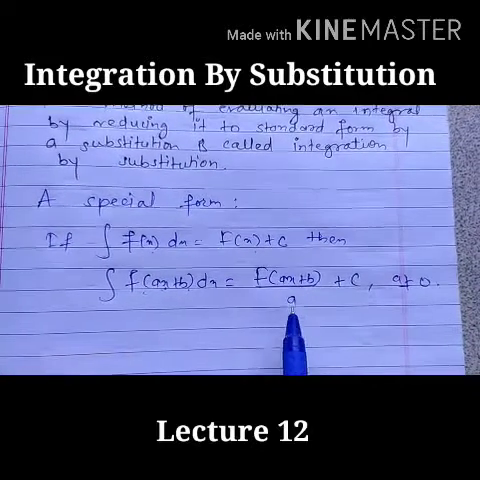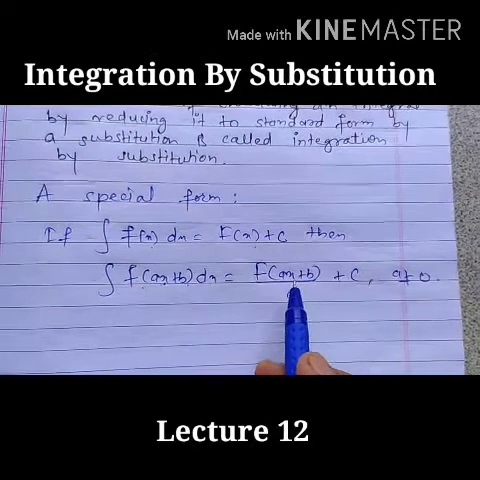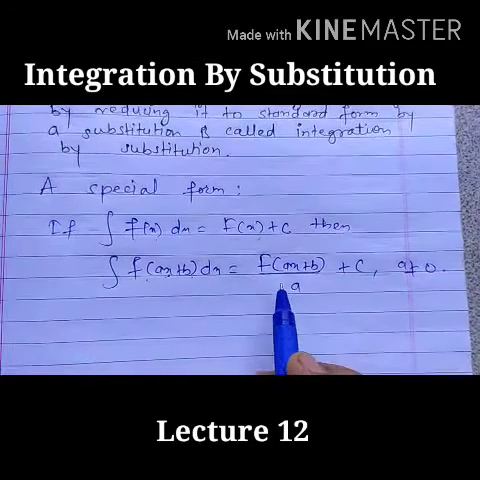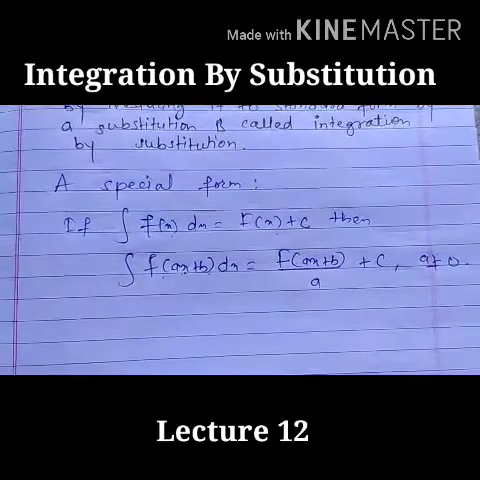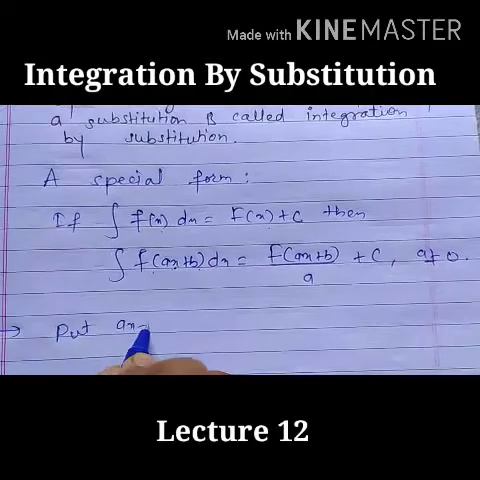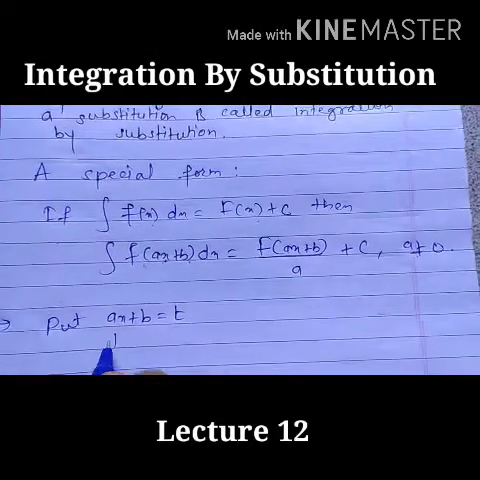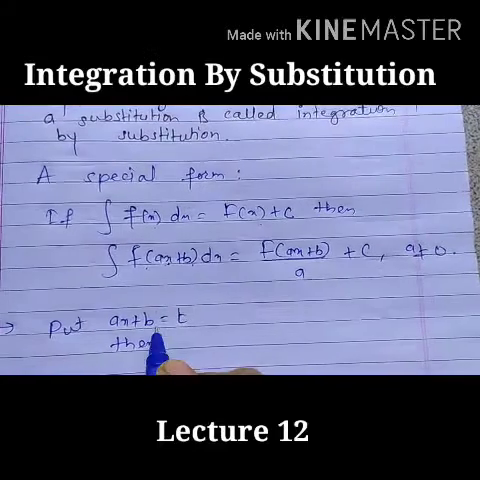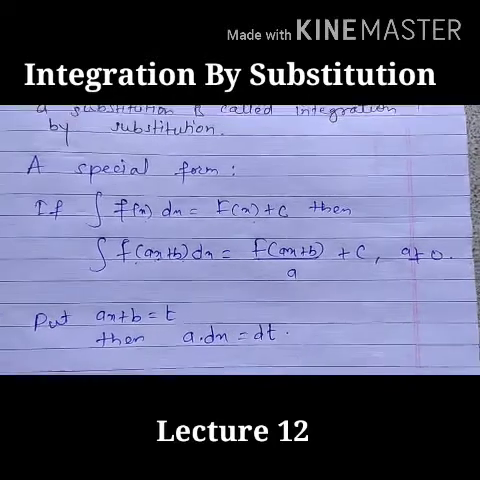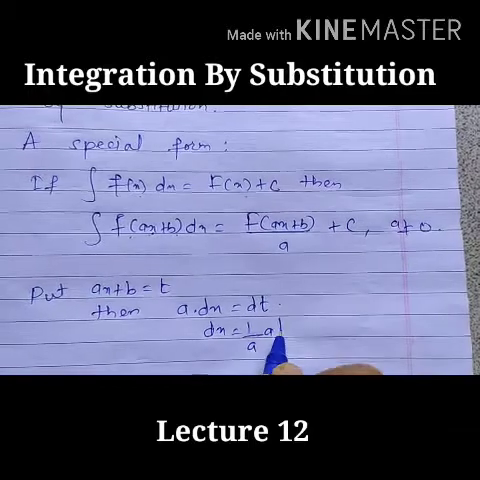A is nothing but the derivative of ax plus b. Derivative of ax is a and derivative of b is 0, so we are not writing a plus 0, we will write a directly. Understood? So now we'll prove this. To prove this, put ax plus b equals t. Then we'll differentiate on both sides. What we are getting? A into dx is equal to dt. Now what is dx? Dx is equal to 1 upon a dt.